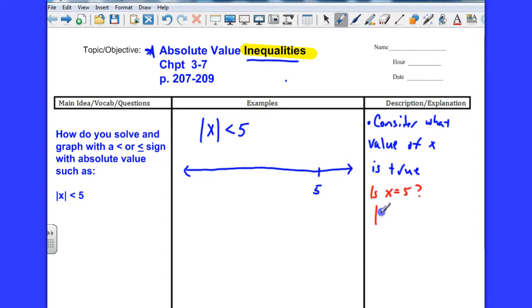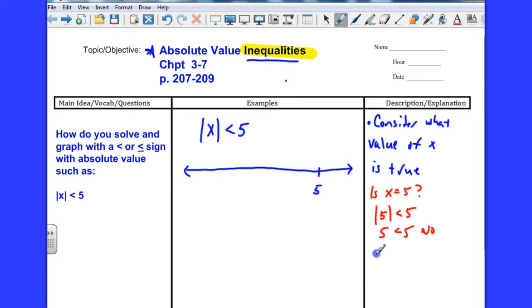Well, is this a true statement? The absolute value of 5 is less than 5. Well, I think the absolute value of 5 is 5, and 5 is not less than 5, so no, that is not. So 5 is not a solution, so let's try another number.